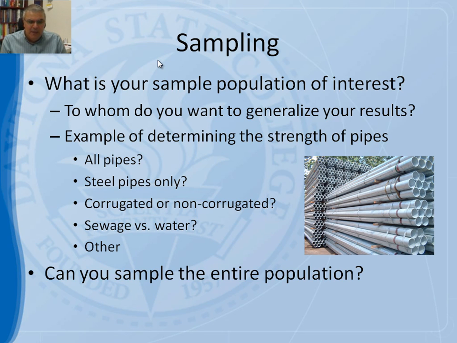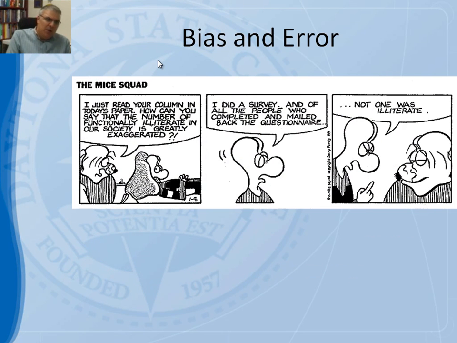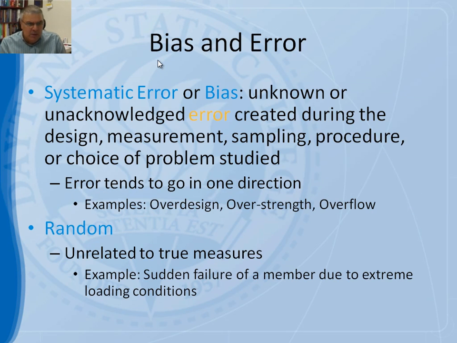And obviously, as I mentioned, we cannot sample the entire population in many cases. We cannot test the entire population. So the difference, I'm going to talk to you a little bit about the bias and error now. The systematic error is also called bias. Unknown or unacknowledged error created during the design.